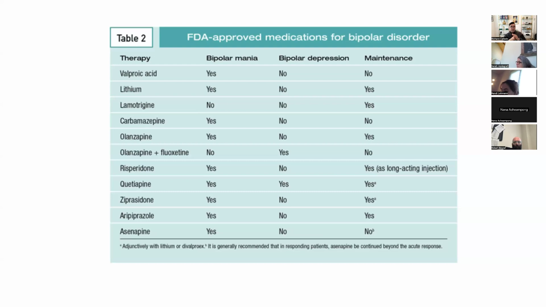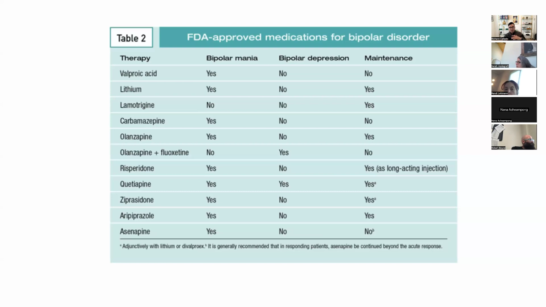Lithium. Even though here it says it's FDA approved for bipolar mania, there's a lot of studies that show it also covers for bipolar depression. But obviously, since I'm teaching you guys, we're only going by FDA indication right now. So in a test exam, it would only be used for bipolar mania and maintenance, all right? But in clinical practice, it could be used for all three.